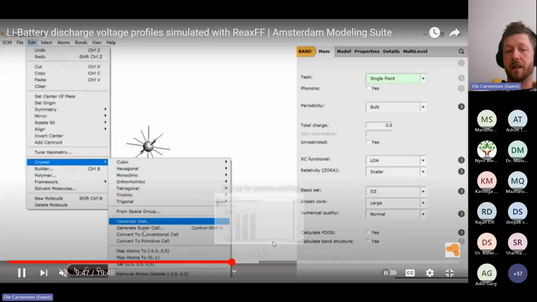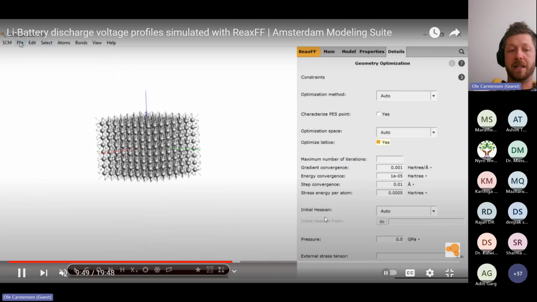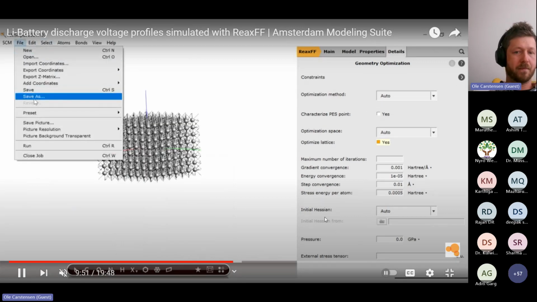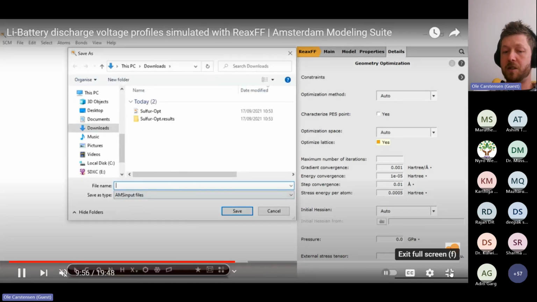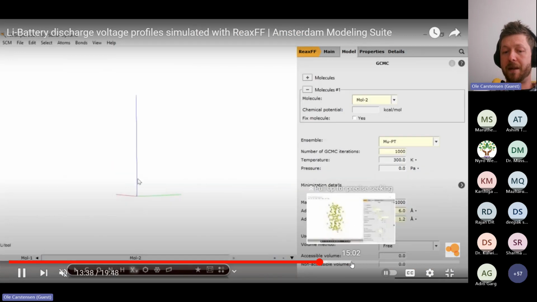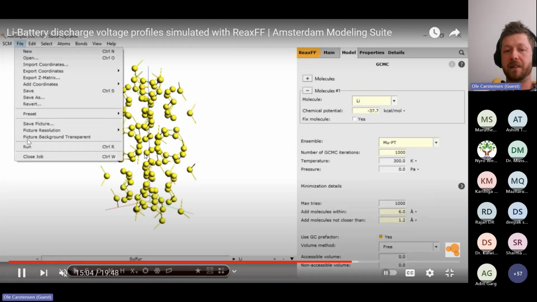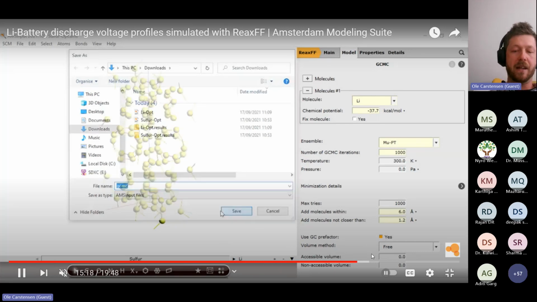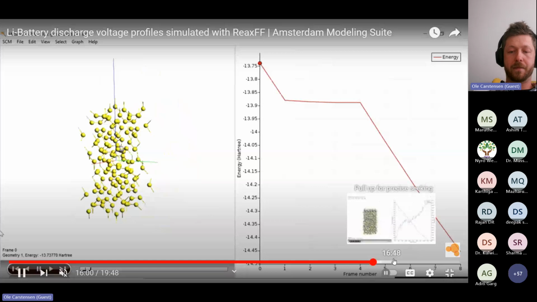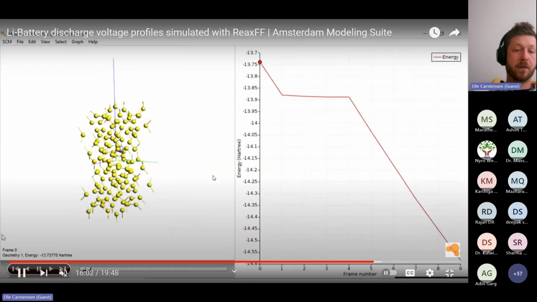This is then how I generate bulk lithium. There are tools for that too. Then there's another geometry optimization, and then the dynamics start. This is the setup of the Grand Canonical Monte Carlo simulation. You see the mu-P-T ensemble, constant chemical potential, pressure and temperature, and a handful of Monte Carlo settings. We explain all those in much detail in the actual tutorials.